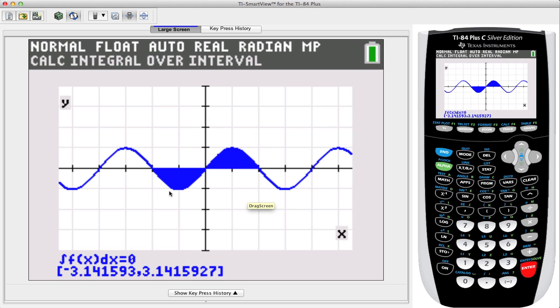Notice how it shades in the area under the curve. Note that when the area shaded is underneath the x-axis, that area is depicted as negative, and when we're above the x-axis, that area is depicted as positive. We see that we have symmetry here, so we have this negative area minus the same exact positive area, which gives us the same result that we calculated by hand of being 0.